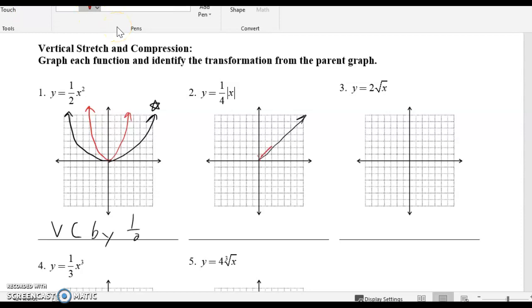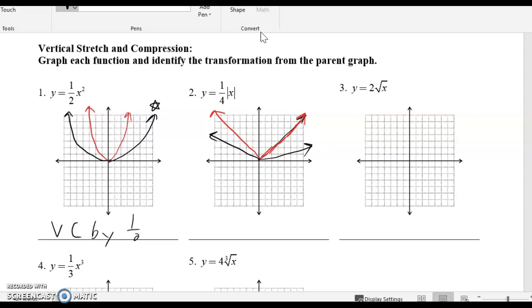So our parent graph is this one. I'll shade it in. For these, I like to draw the parent graph so you can see what happens. So you draw your parent graph. What changed in the graph? Well, the 1/4, that's going to smush the graph up and down. So it's going to bow the V out. Going to make it look like that.